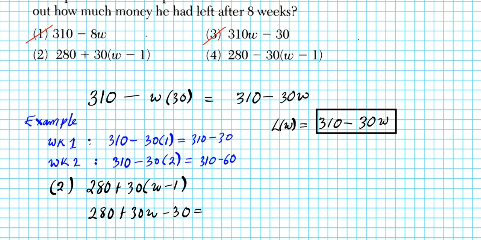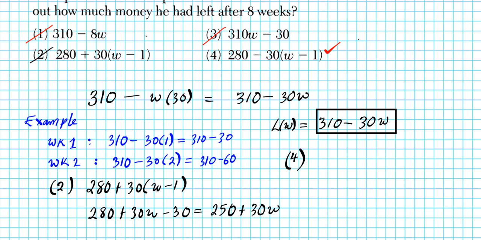280 minus 30 is 250, okay? 250 plus 30W. Is that what we're looking for? No. Number 2 is a fail. So we can easily conclude that option 4 should be our correct answer.